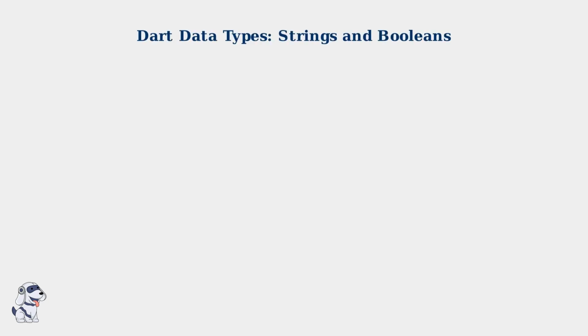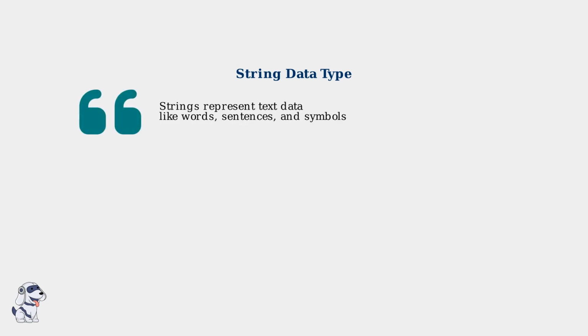In Dart programming, two fundamental data types you'll work with frequently are strings and booleans. These data types form the building blocks for handling text and logical values in your applications. Let's start with the string data type. In Dart, a string represents text data, any sequence of characters like words, sentences, or even symbols. One of the great features of Dart strings is that you can use either single quotes or double quotes to define them. Both approaches are completely valid and equivalent.